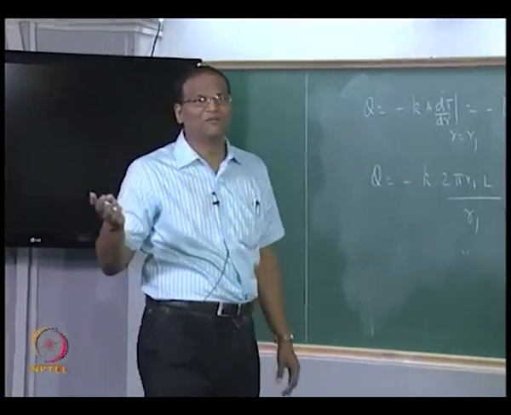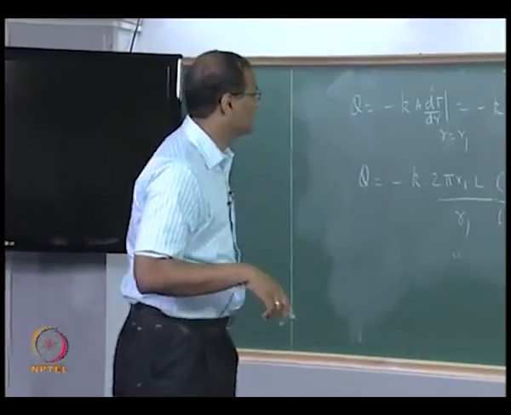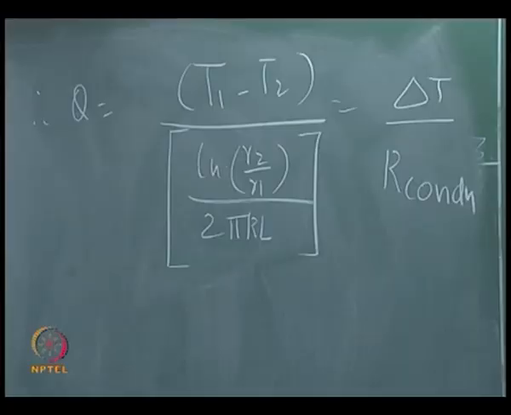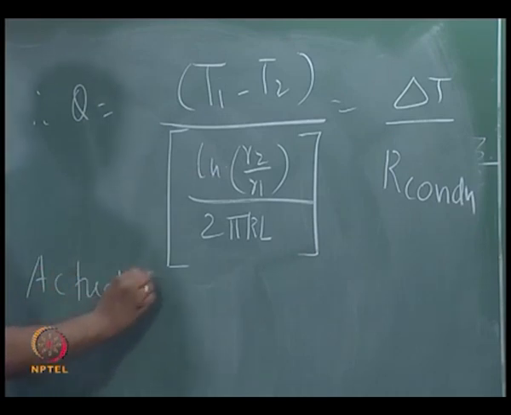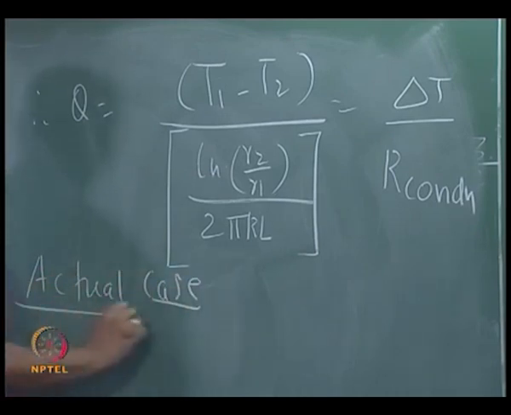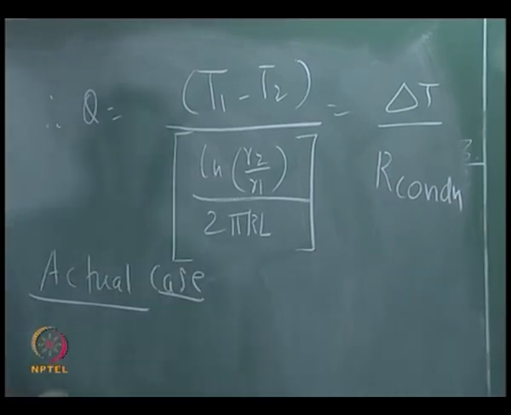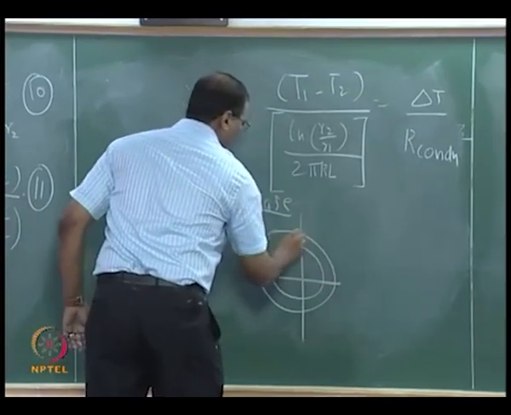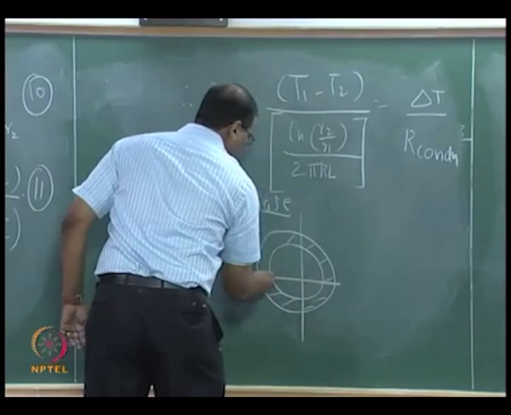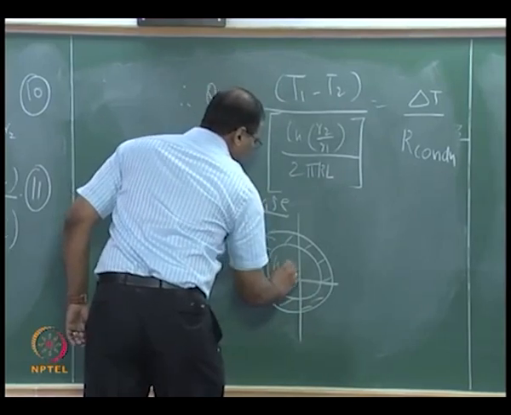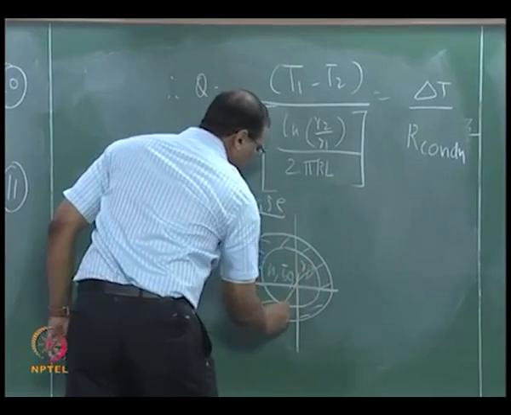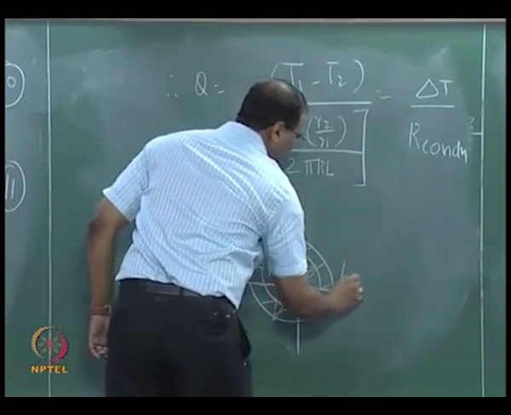If time permits, we will solve a problem where we take a solid cylinder. Now this is pretty straightforward. Now we will go to the actual case. What is the actual case? h1, T infinity 1, r1, r2, h2, T infinity 2.